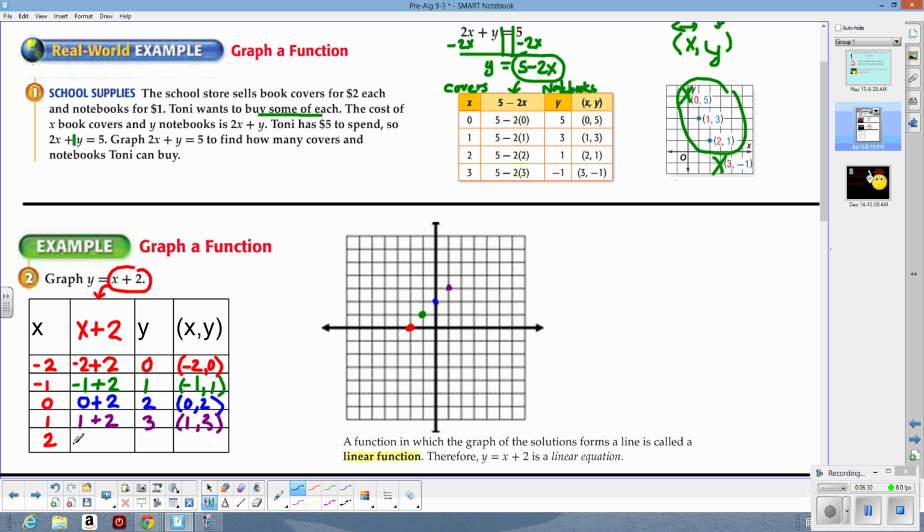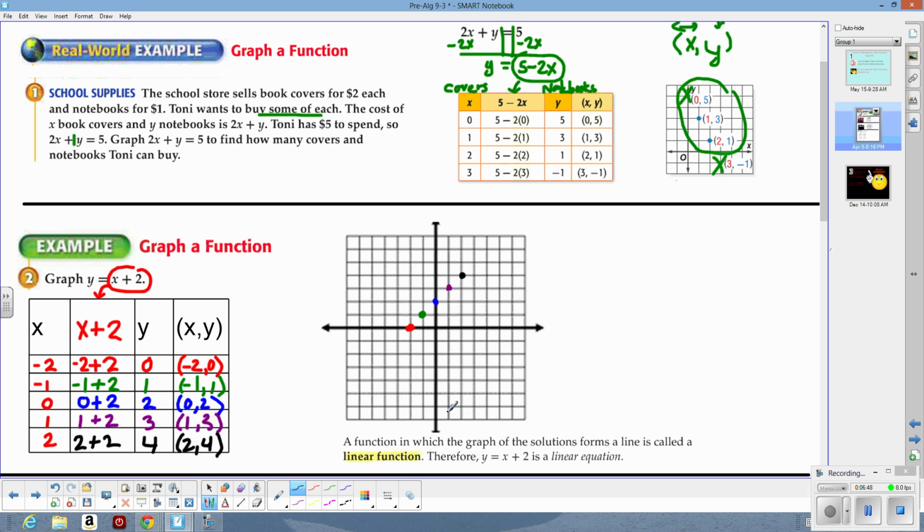And now I'm going to plug in 2 in place of x. So 2 plus 2 is 4. So the ordered pair is 2, 4, which means I'm going to go to the right 2 and up 4.